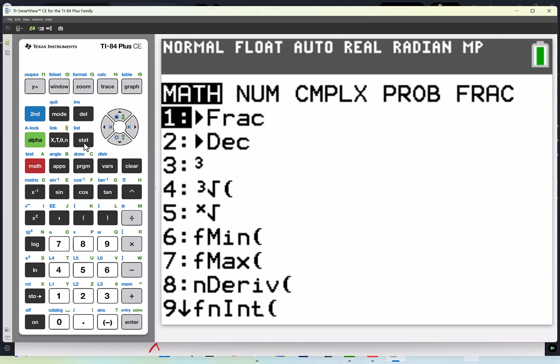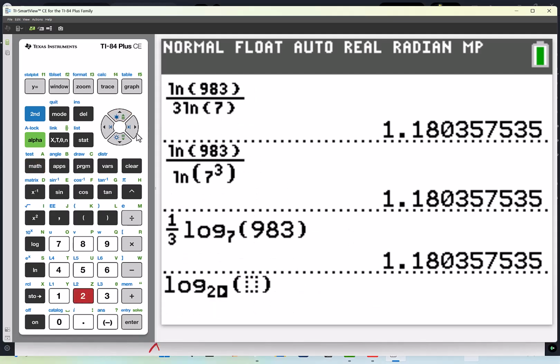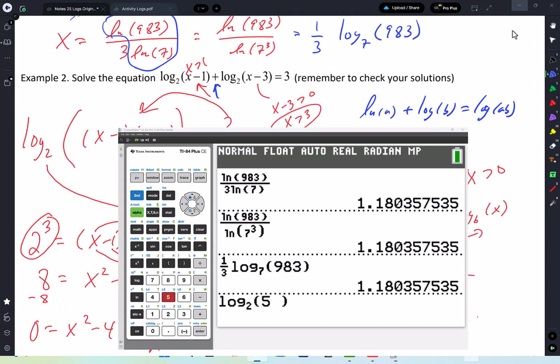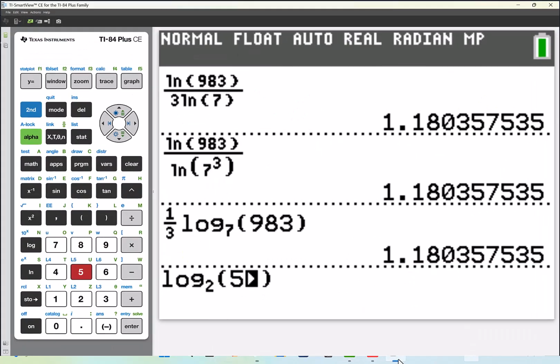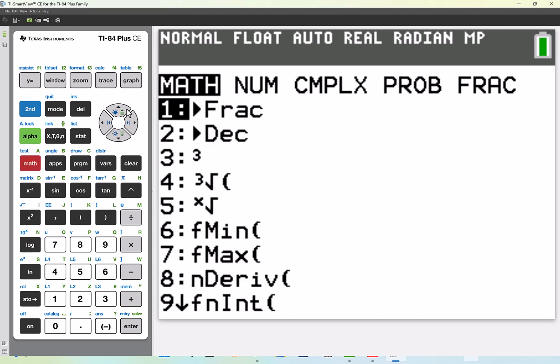I'm going to go math A or math log base of 2. And let's use the 5. 5 minus, what was the first one? I forgot the first one. What was the first one, guys? X minus 1. So log 5 minus 1 plus log base 2.